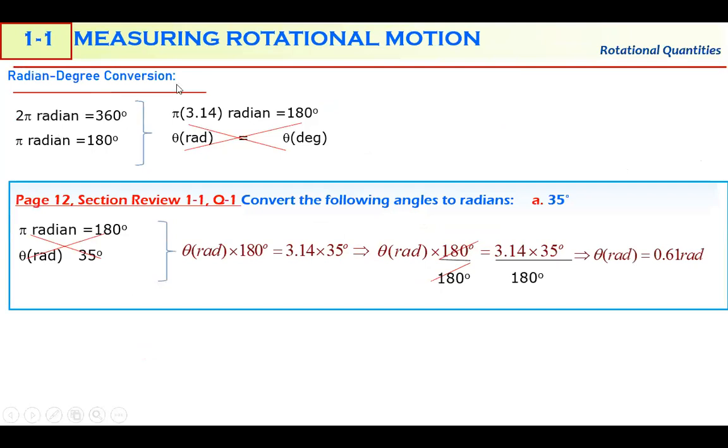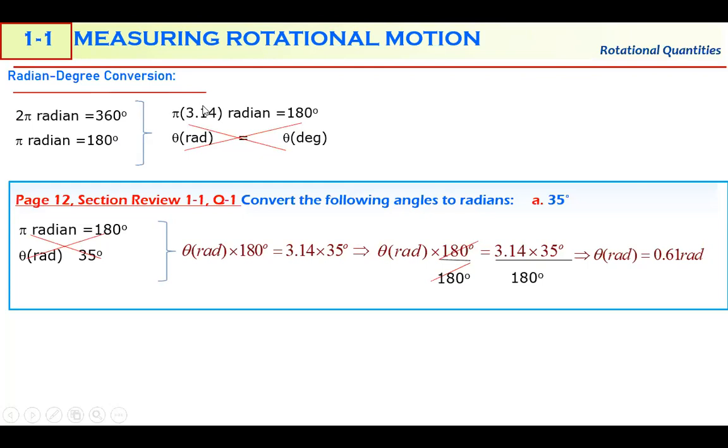Converting radians to degrees is an important key. As I said, questions generally give the degree, but in calculation we never use degree. That's why we need to convert degree to radian, or sometimes radian to degree. It's very easy. We know that 2 pi radian is 360 degrees. So pi radian is 180 degrees. You can use these relations. Don't forget, pi is always 3.14 radian, which is equal to 180 degrees.